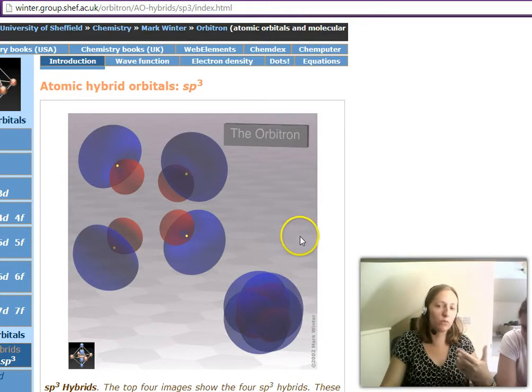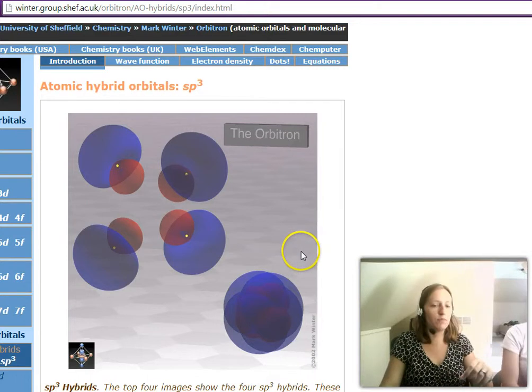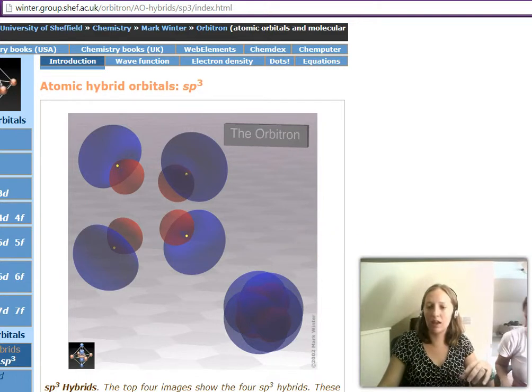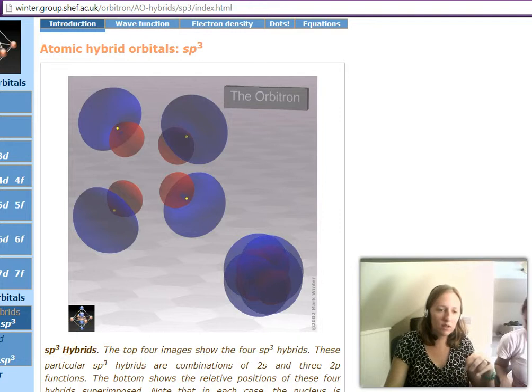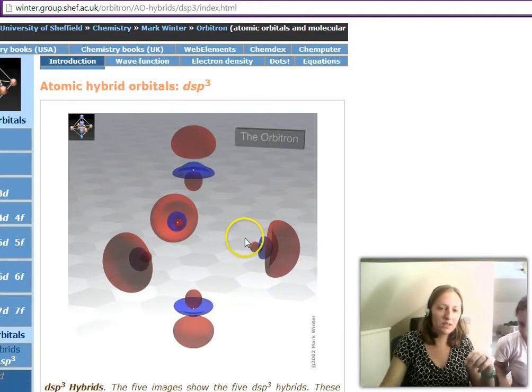Whereas normally your regular orbitals just look like an S, or they look like a P, or they look like a D. These are the mixy kinds. Oh, we even have, I think they have the DSP3s. Yeah, they do. Want to see them? Uh-huh. Yes, I want to see them.